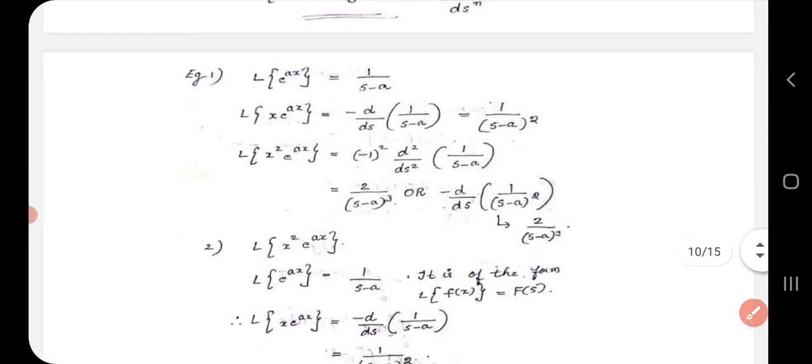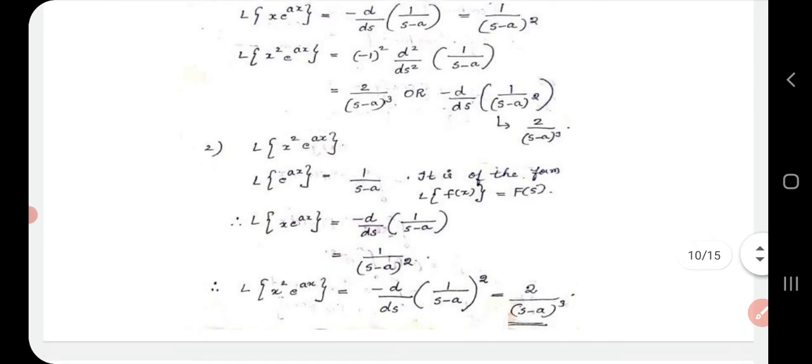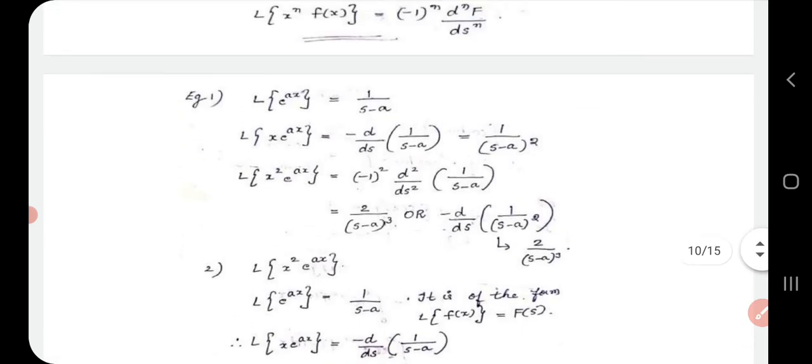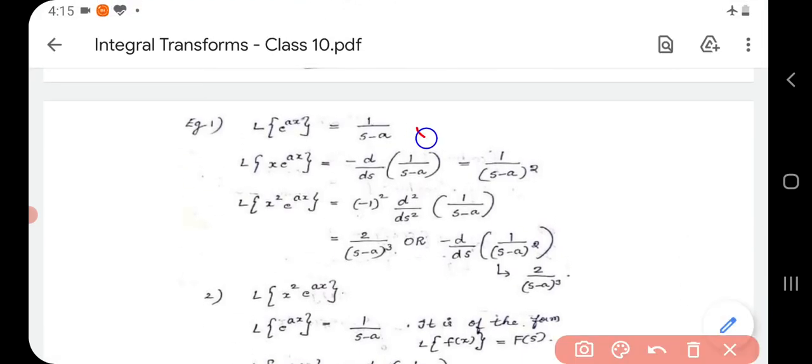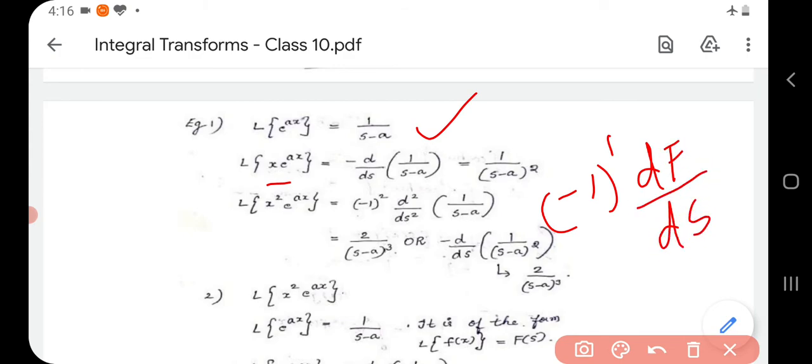Now here is an example. Laplace transform of e raised to ax, you know it is 1 by s minus a. Now here you are having an x. So what will be your answer as per the question? Minus 1 whole raised to 1 d by ds. So you just take the first derivative of this. The first derivative of this will be this one.